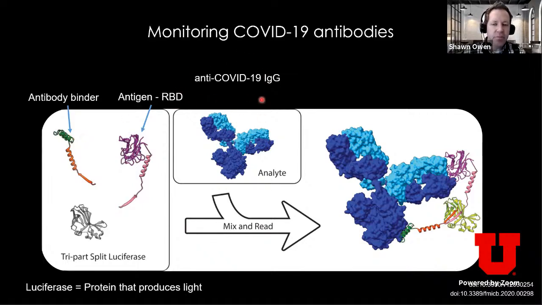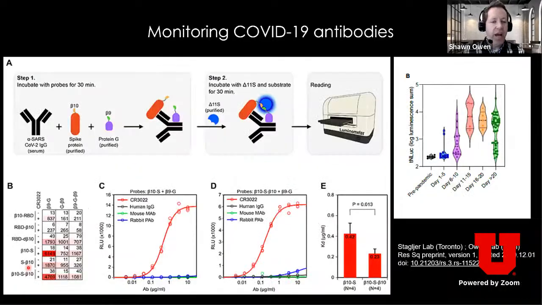Then if we take plasma from a patient that has been exposed to COVID-19, or one of us that have been exposed, if there are IgG in there, then this is what should happen. The IgG itself will bind to the receptor binding domain. And then the other piece of our assay will bind to the antibody. In the middle of this, it'll sandwich everything together and force the luciferase to turn on. And so by doing this, we can see quite well not only if there are antibodies present, but how many antibodies are present.